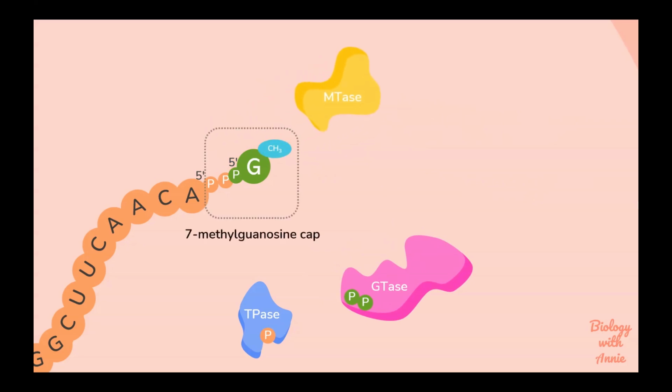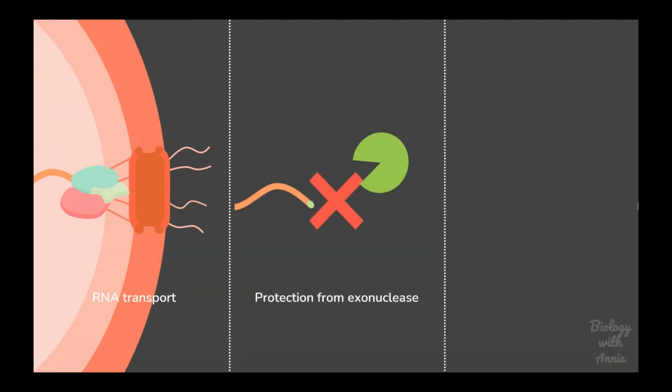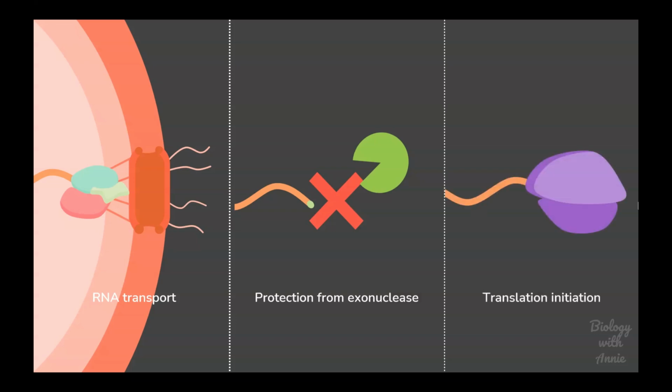This cap serves several functions. It binds to proteins that aid in the transport of mRNA out of the nucleus. It prevents the 5' end of the mRNA from being digested by exonucleases, and it recruits proteins called initiation factors, which are necessary for mRNA translation.